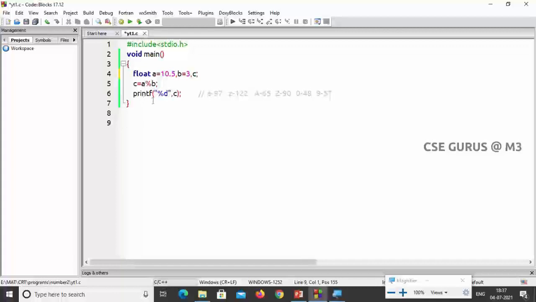Will you get an output as 3? What is that? 1.5 as output. We'll see. You can see it is an error. So that means what? Percentile finds the remainder only for integers, right?